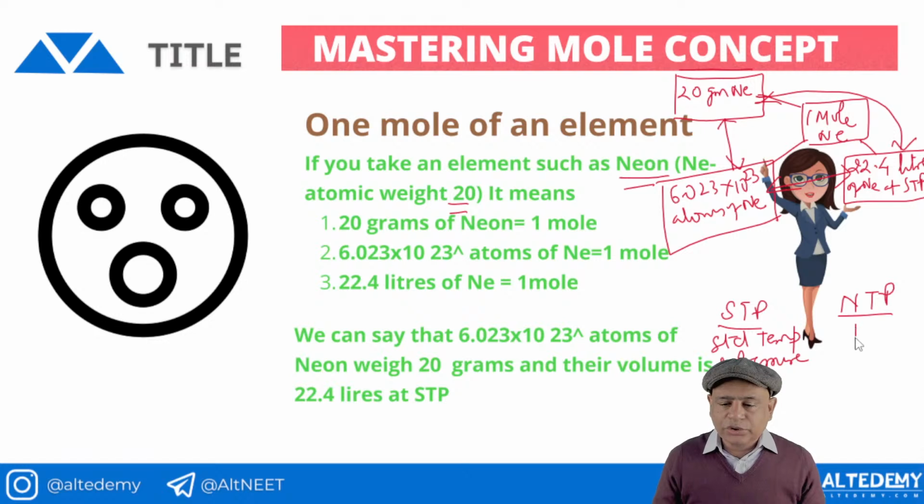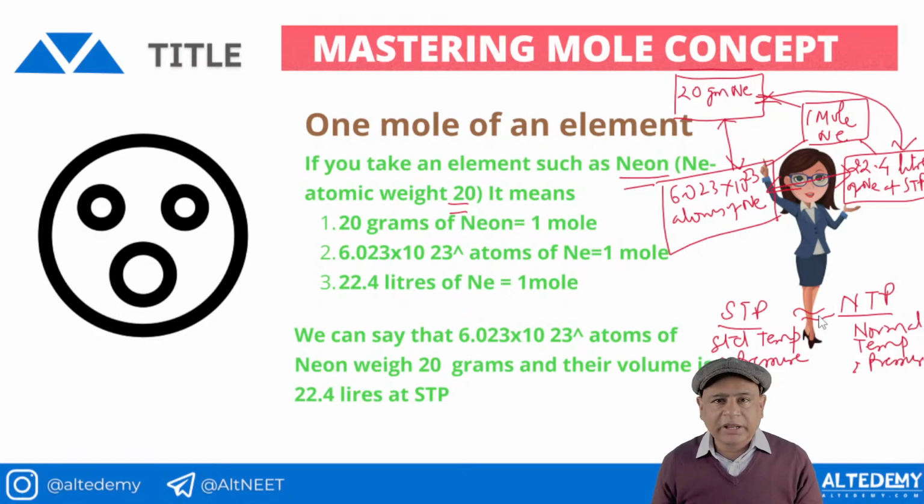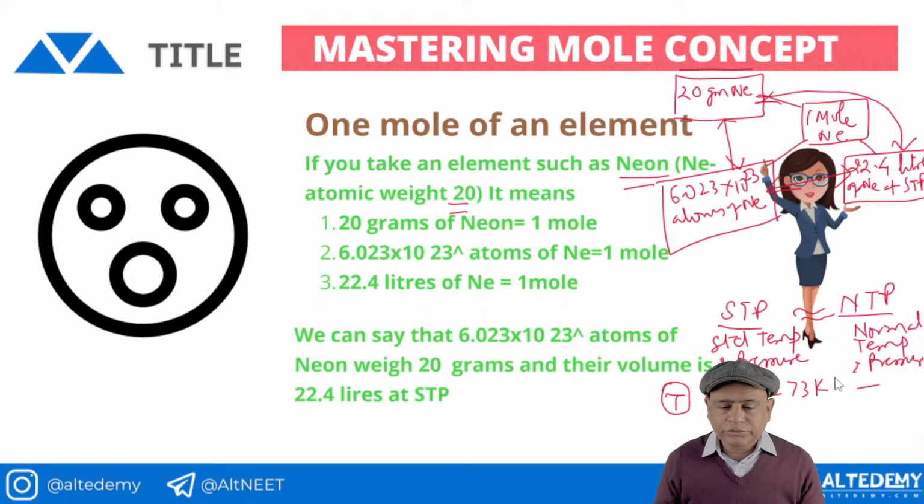And this is called normal temperature and pressure. And they are almost similar. You will not do any kind of experiment. And what is the temperature in standard temperature and pressure or normal temperature and pressure? It is 0 degrees centigrade or 273 Kelvin, or both, you will say. And pressure, you will treat this as 1 atmospheric pressure.